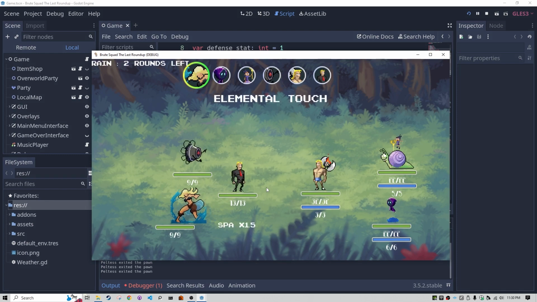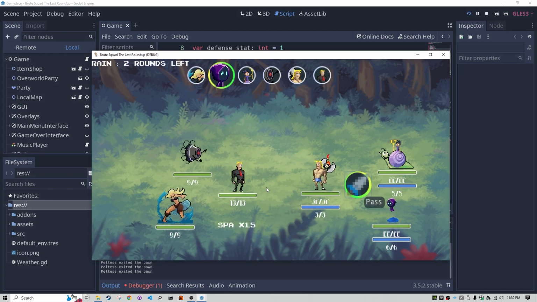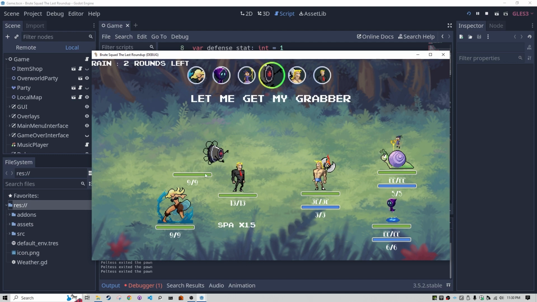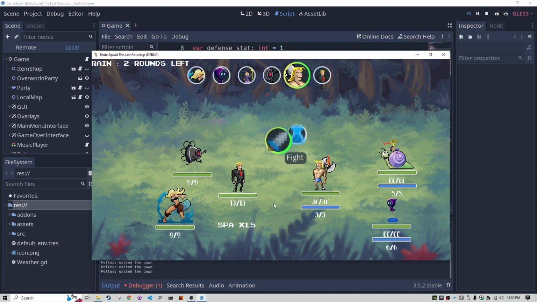putting in different parameters, right? So here we're going to pass with our guy. We're going to pass with our grass mage. The grabber drone's going to take away our ability to switch with his assist move that says, let me get my grabber. So now we can't switch out because that's an assist move that actually takes away my ability to switch. But now we're going to fight, okay?